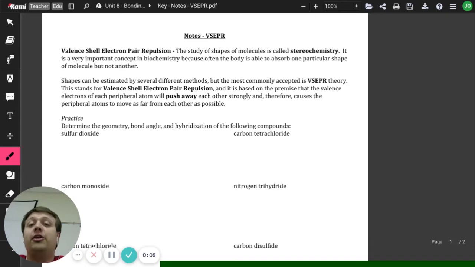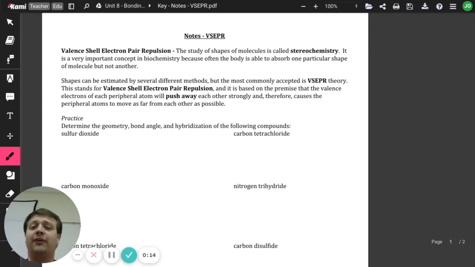So today we are going to be continuing our notes in Unit 8, and we're going to be covering VSEPR. All right, now for this, make sure you've got everything. You will need to make sure you have a periodic table definitely for these notes, but otherwise, let's go ahead and get started on this.